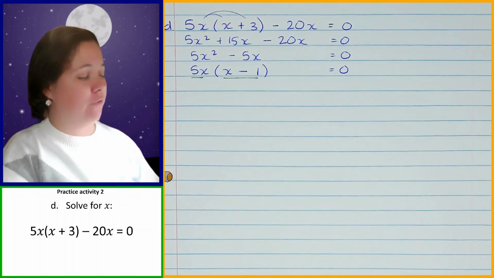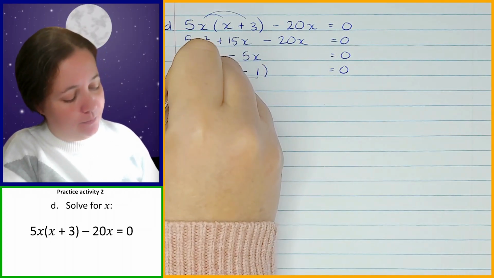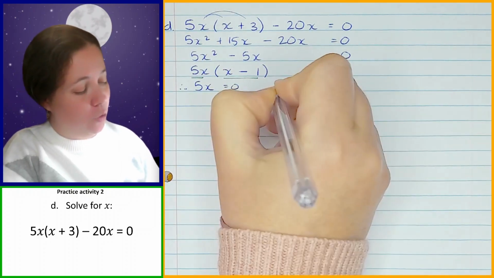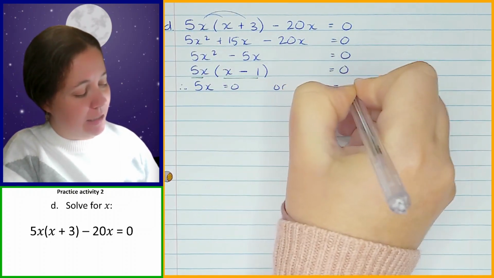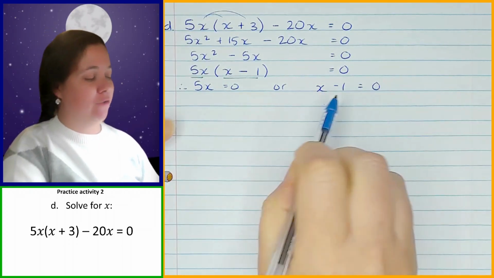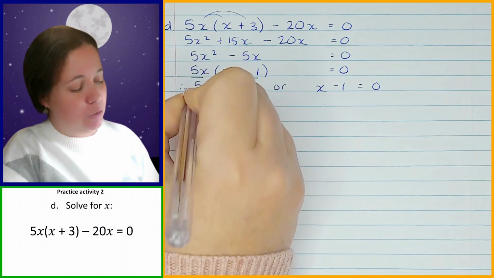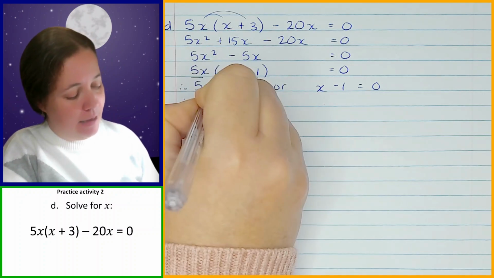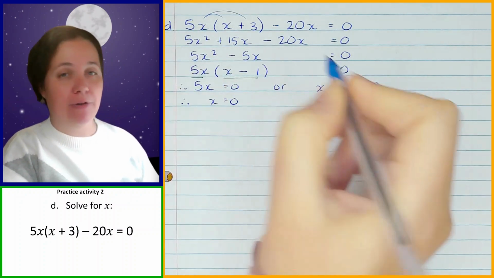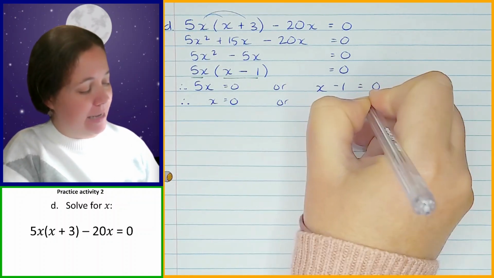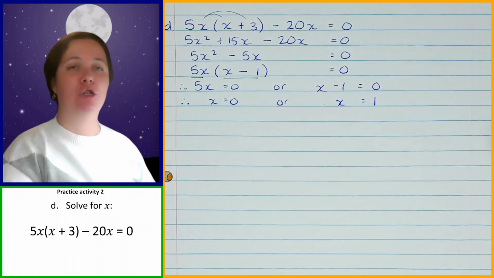So I'm going to go and solve for x. So I can say, therefore, 5x is equal to 0, or x minus 1 is equal to 0. So now I've got my two little equations, so I can solve for x in each one. So in this one over here, x is equal to 0 still. If I divide 0 by 5, it still gives me 0. Or in this one, x is equal to 1. So that's what you should have got for question D. Right, let's go on to question E.